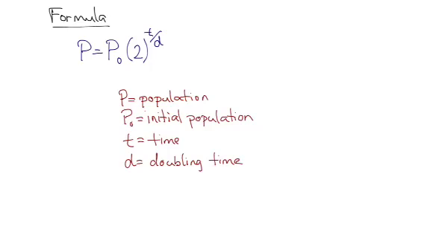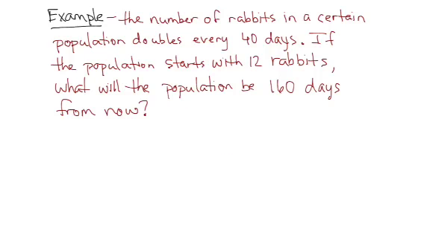And then D is how long it takes for the item to actually double. Does it double every 3 hours, every 3 days, every 3 months? So we need to know how long it takes for that population to double in size, and how long we're actually looking at in our specific example. So let's try some. It says, the number of rabbits in a certain population doubles every 40 days.